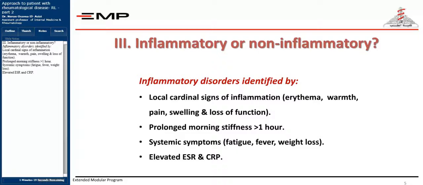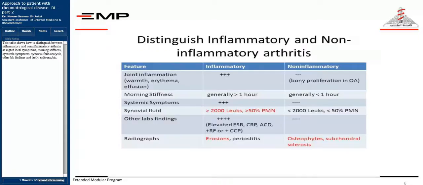Elevated ESR and CRP. This table shows how to distinguish between inflammatory and non-inflammatory arthritis as regards local symptoms, morning stiffness, systemic symptoms, synovial fluid analysis, other lab findings, and lastly radiographic findings.